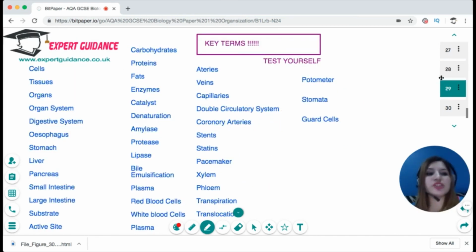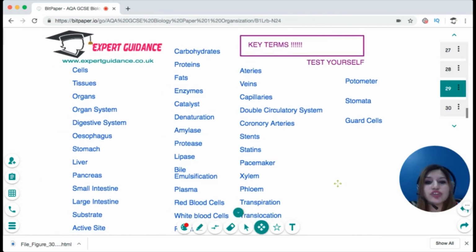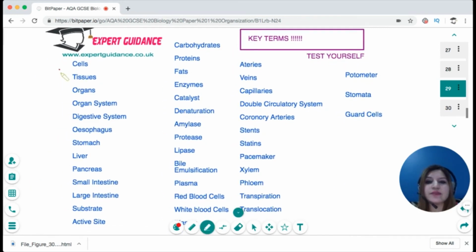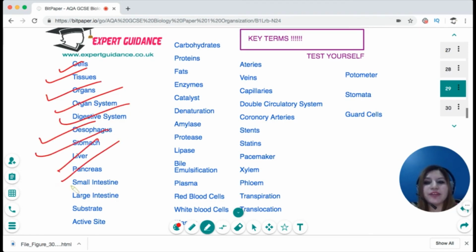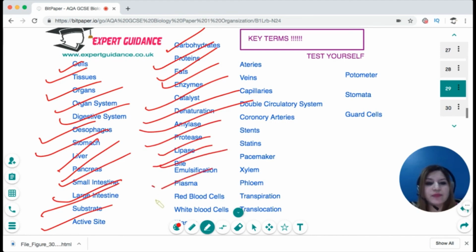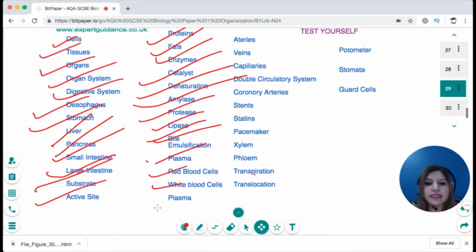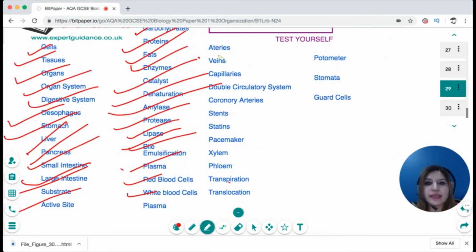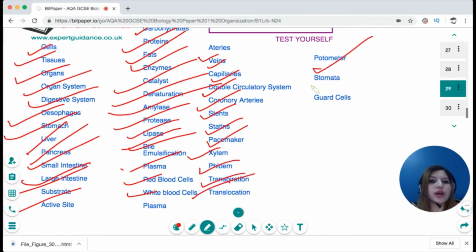Okay, so I hope this unit is clear to you. Now it's time to test yourself. In this unit, we have seen a lot of key terms, so you should be able to explain them. These key terms are cell, tissues, organs, organ system, digestive system, esophagus, stomach, liver, pancreas, small intestine, large intestine, substrate, active site, carbohydrates, protein, fats, enzyme, catalyst, denaturation, amylase, protease, lipase, bile, emulsification, plasma of the blood, red blood cell, white blood cells, platelets, plasma, arteries, veins, and capillaries, double circulatory system, coronary artery, coronary heart diseases, stent, statin, pacemaker, xylem, phloem, transpiration, translocation, potometer, stomata, and guard cell.